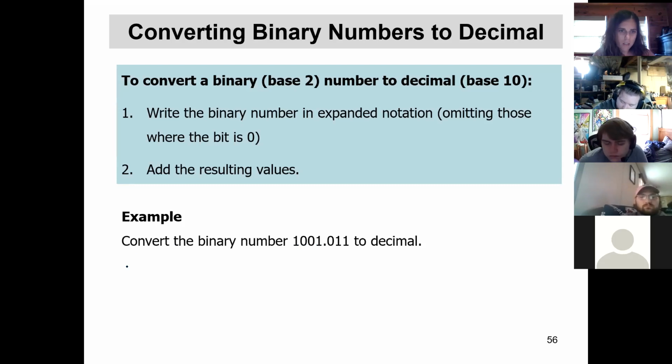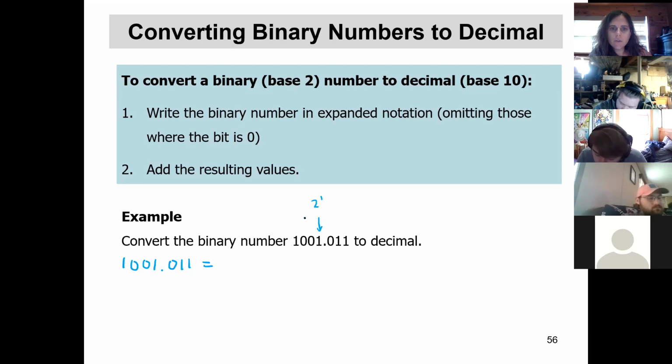So I've got 1001.011, and let's take a look. This is going to be 2 to the first, 2 to the second, 2 to the third, 2 to the fourth. Then if we come to the other side of the binary point, this is not a decimal, it's a binary point, would be 2 to the 0, 2 to the 1, 2 to the 2, 2 to the 3. I screwed up my exponents. I'm trying to write tiny.